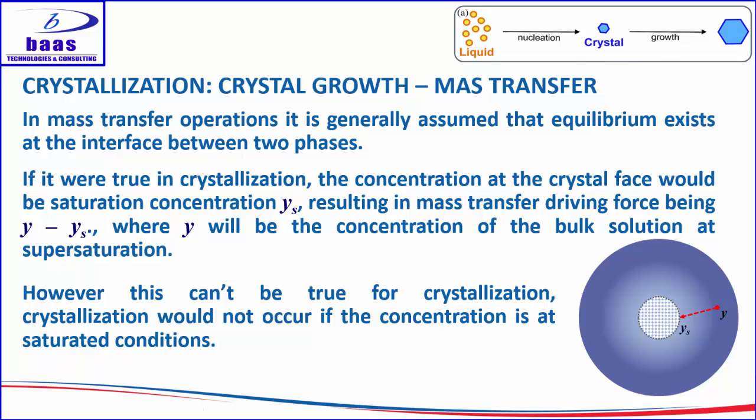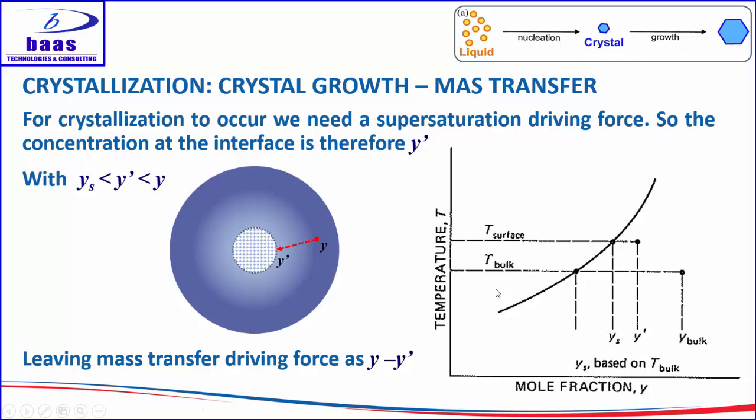As we know, however, this cannot happen in crystallization, because that would mean that at the face of the crystal, crystallization is occurring in saturated solution, which we know does not occur. So this means that the concentration cannot be Ys at the interface. So we will define a new concentration Y dash, or Y prime, which denotes the concentration at the face of the crystal, which we know will be greater than the saturation concentration, but smaller than the bulk concentration of the supersaturated solution, leaving the mass transfer driving force to be the difference between the concentration of the bulk supersaturated solution and that of the concentration Y prime at the face of the crystal.